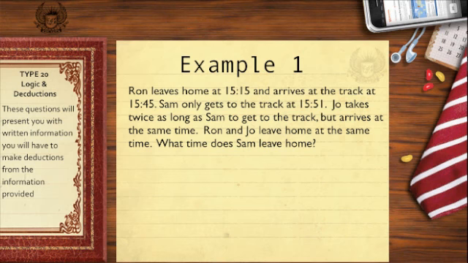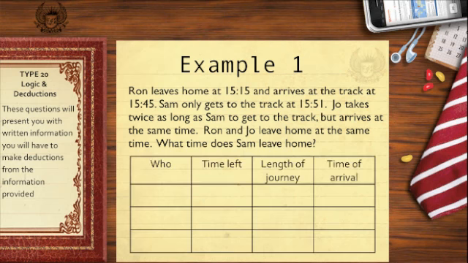way. For example, Ron leaves home at 15:15 and arrives at the track at 15:45. Sam only gets to the track at 15:51. Joe takes twice as long as Sam to get to the track, but arrives at the same time. Ron and Joe leave home at the same time. So what time does Sam leave home? On the face of it, that's quite confusing, so organize your information.